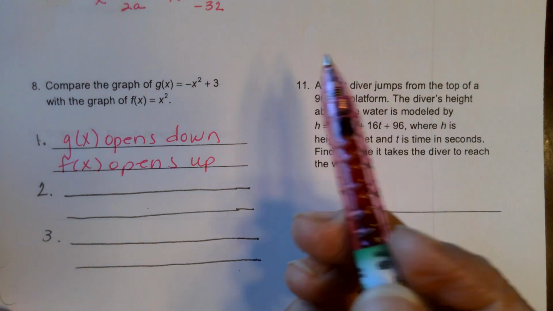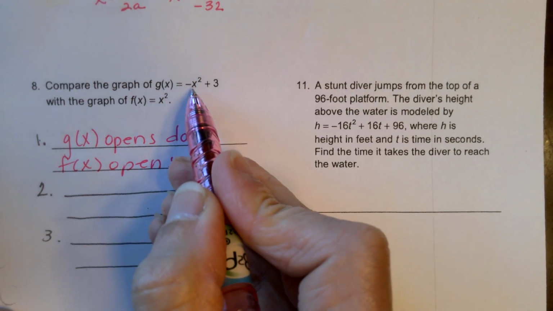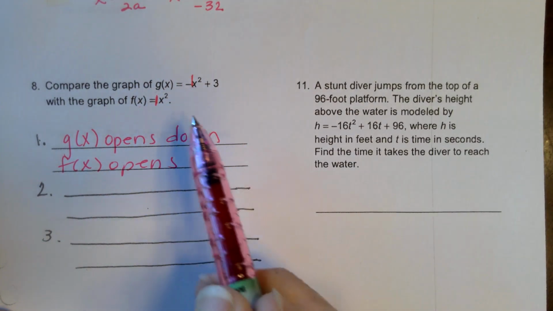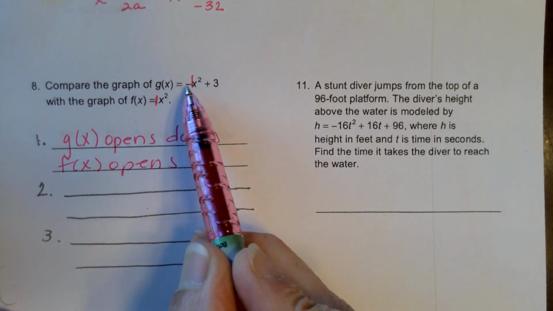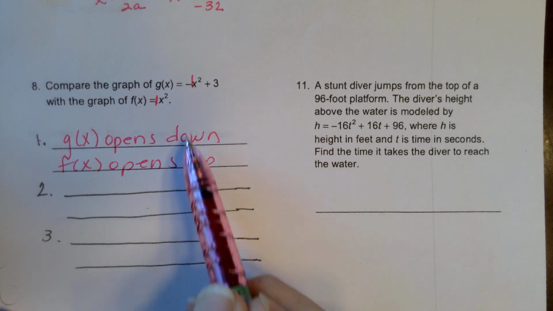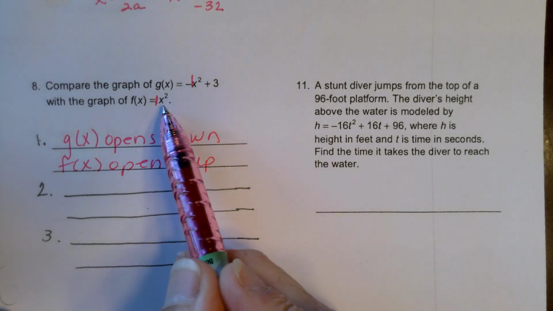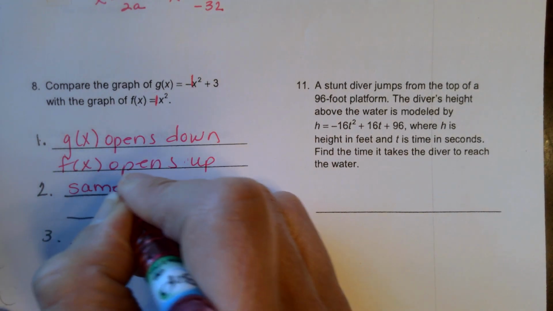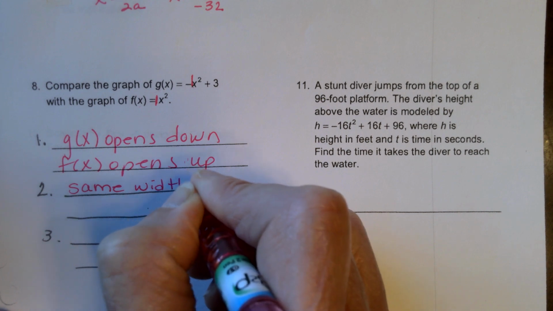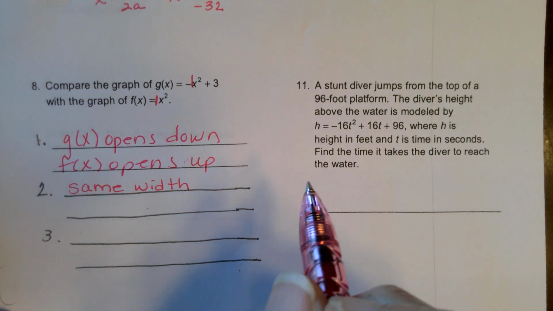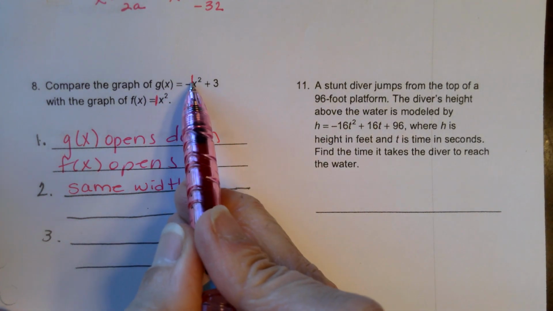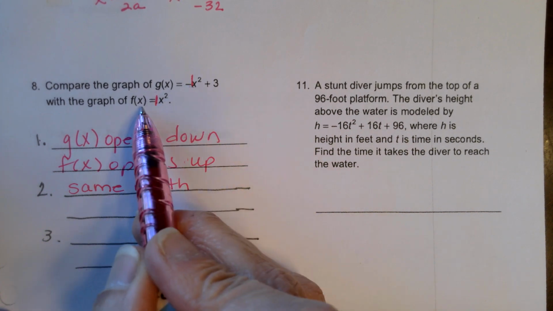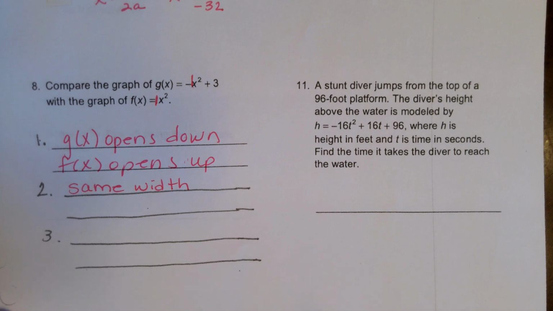We can look at the width. So what's the number right before the x? A 1, and a 1. Remember, when we're determining width, we don't take into consideration the negative because we already handled that here. We're just looking at the 1 and the 1, and since they're the same, that tells you that they have the same width. Remember, the bigger number actually is more narrow. And if this was a 4 and this was a 1, I would have said g of x is more narrow than f of x, or narrower.